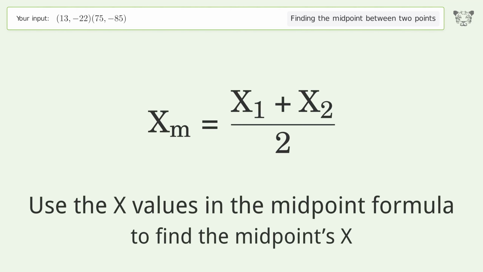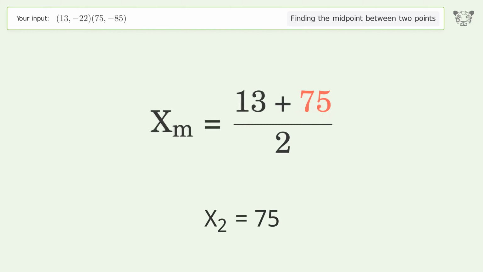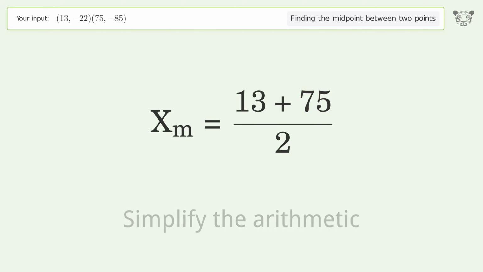Use the x values in the midpoint formula to find the midpoint's x. x1 equals 13. x2 equals 75. Simplify the arithmetic.